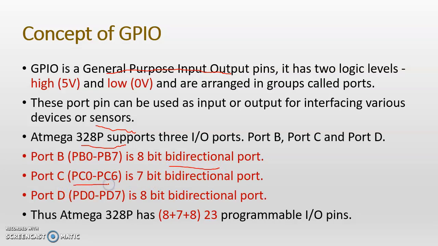Port C, which is from PC0 to PC6, is a 7-bit bidirectional port, 0 to 6, that means there will be 7 pins available, so we can say 7-bit. And port D, which is from PD0 to PD7, is also an 8-bit bidirectional port. So these are all bidirectional ports. If we total the number of pins, Atmega 328P has 8 plus 7 plus 8, that is 23 programmable input output pins available. So these are called general purpose input output ports.